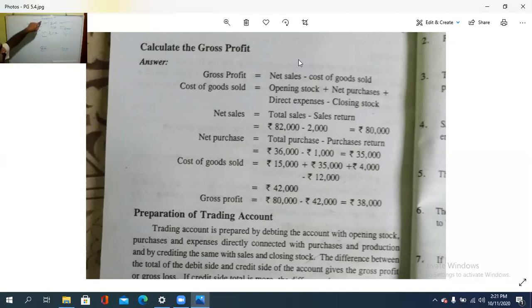Then 35 plus 10, 45 plus 5, 50. Okay, 54,000. 54,000 minus this one, 92,000. How much is it?